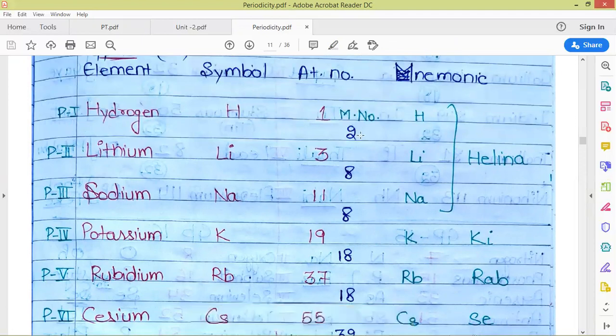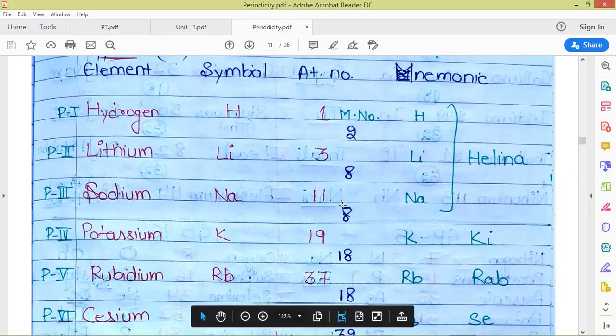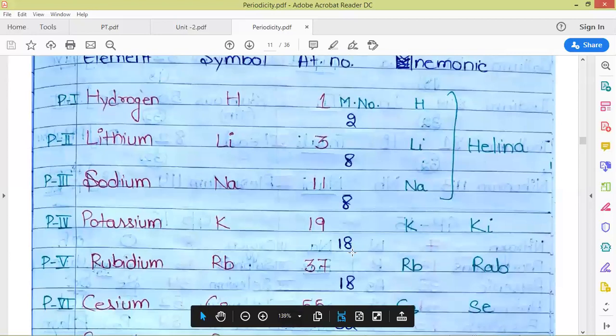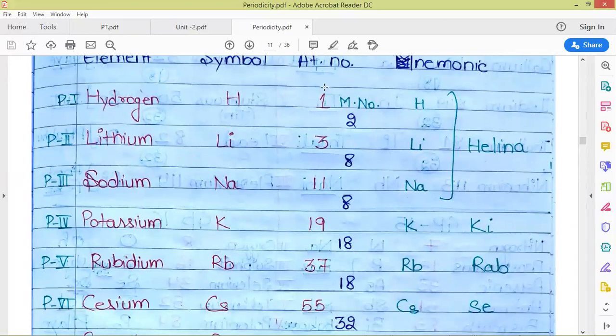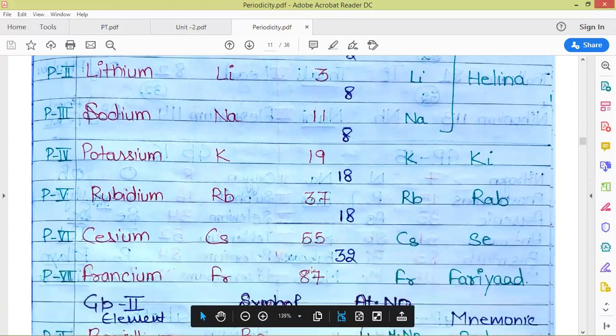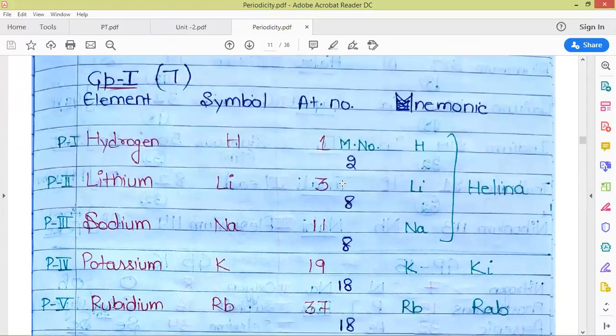We have already discussed the magic numbers. When we add these magic numbers, we get the next element of the group we are talking about. The magic numbers which work for the S block are 2, 8, 8, 18, 18 and 32. If we add 2 to the atomic number of hydrogen, we get the atomic number of lithium, then we add 8, we get sodium, then we add 8, we get potassium, then 18 is added, we get rubidium, and similarly. So this is the magic number series for S block elements, valid for both group 1 and group 2.